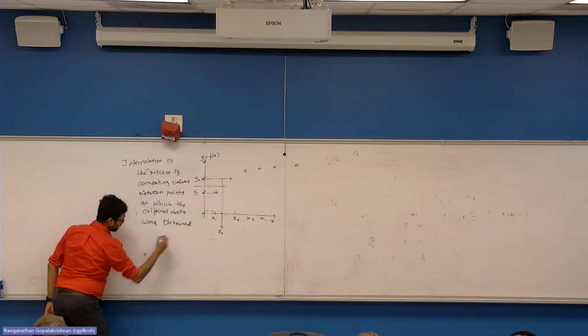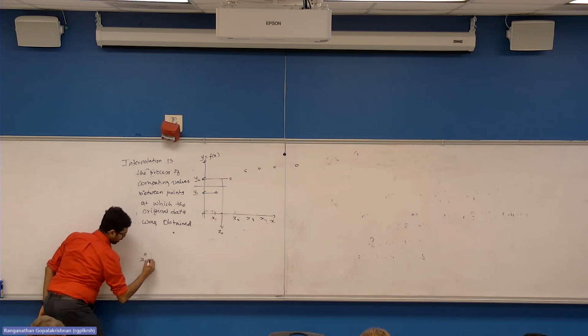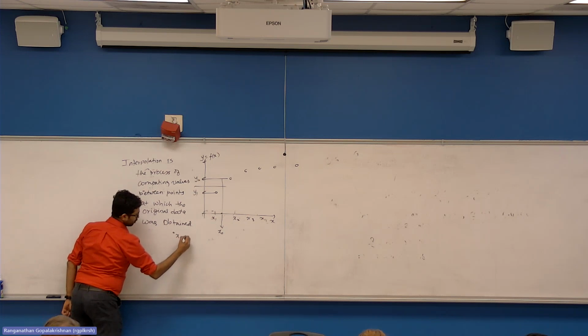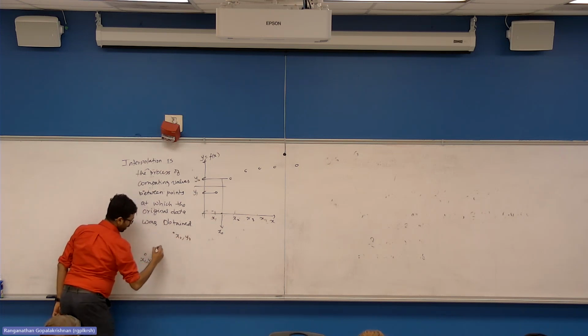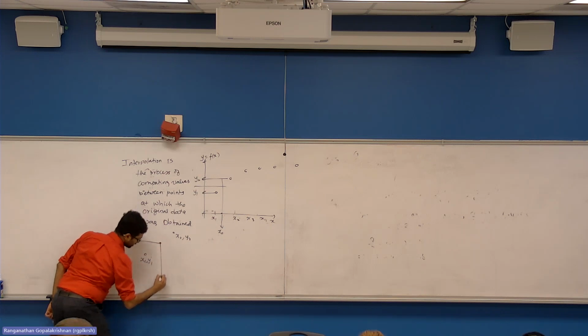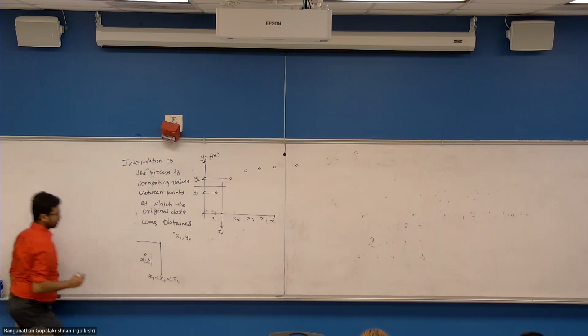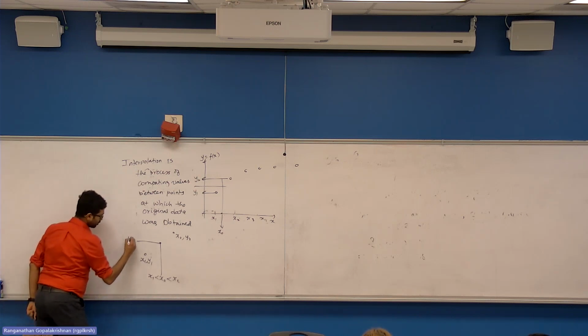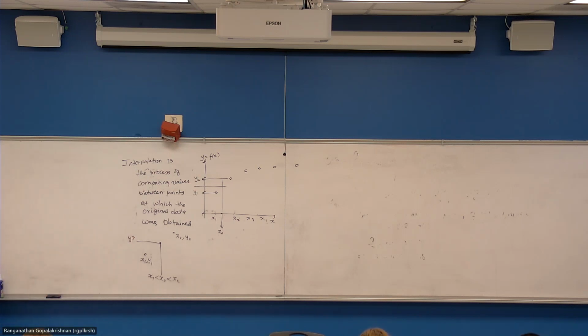So if I have 2 points, let's say this is x1 and y1, and this is x2 and y2. I wish to know the value of y at say some x0, which is between x2 and x1. How would I do this? That is the question. Okay.